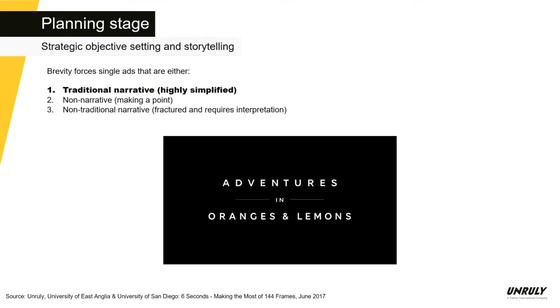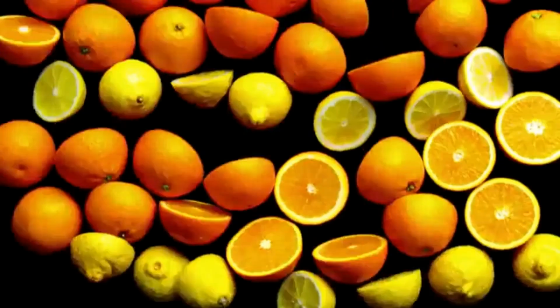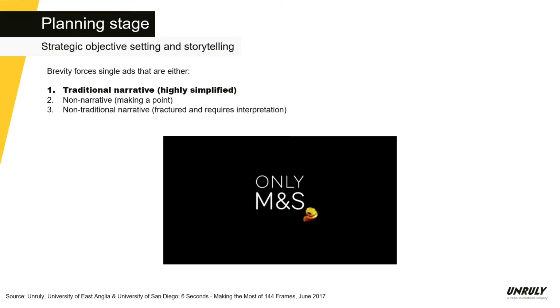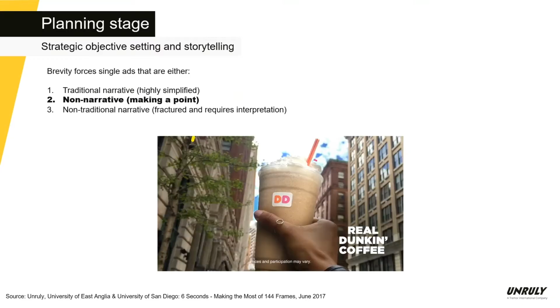In this example from M&S, you can see the beginning, middle and end of the creation of some hot cross buns. Many successful short-form ads are non-narrative. This is, they make a single point rather than tell a story. This Dunkin' Donuts ad makes the point that their frozen coffee is great to drink on a sunny day.